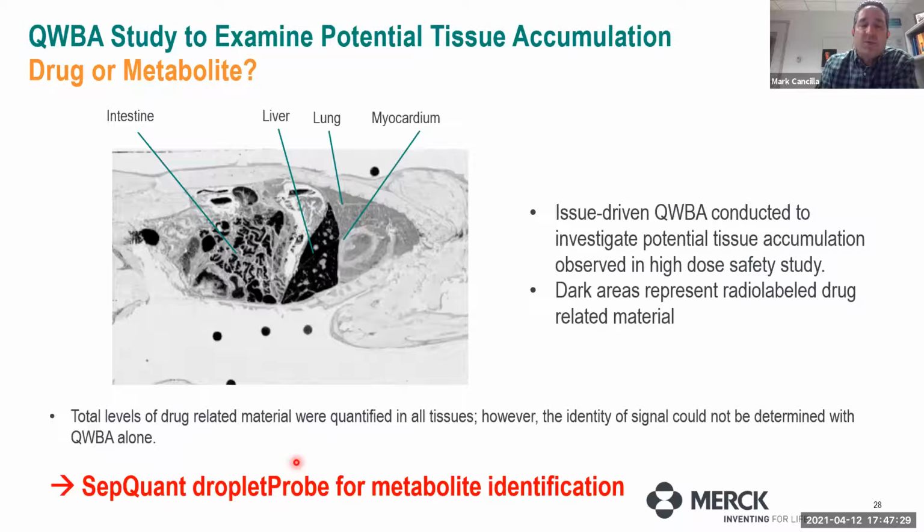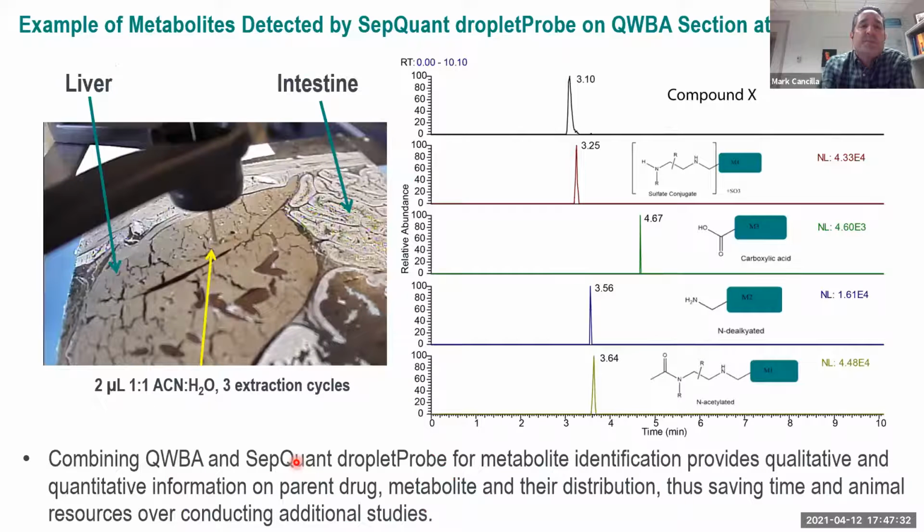So we used the SetQuant droplet probe for metabolite identification. This is the extraction from the liver. In this case, we're using 1:1 acetonitrile and water, not even any acid or anything in this one, pretty straightforward. And these are the LCMS extracted ion chromatograms. So here's the parent compound. But then quite quickly, we're able to identify multiple metabolites: sulfated conjugate, carboxylic acid, N-dealkylation, and also N-acetylated. So right away, we're getting an idea of not only is it just parent, but there's a lot of other species giving us that total signal.